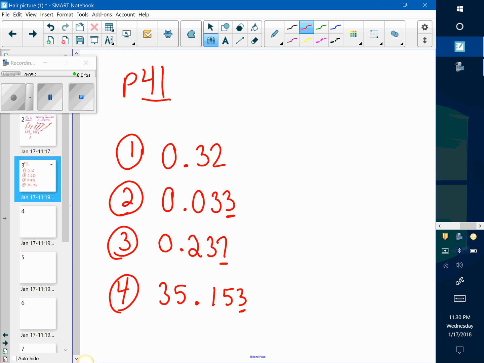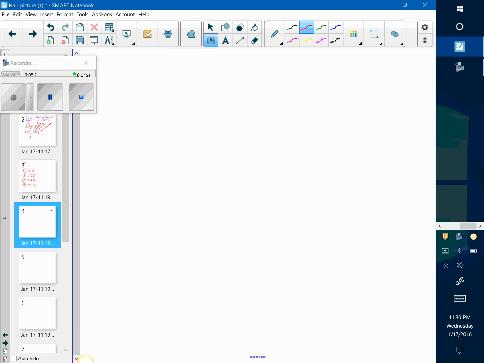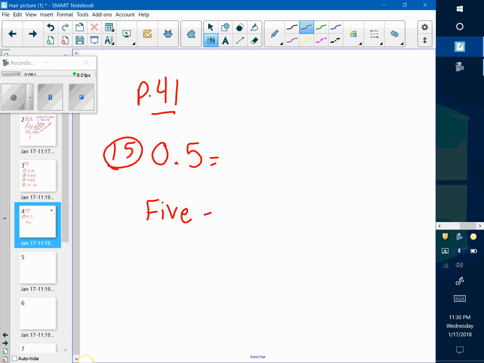Okay, those are enough examples of those. Still on page 41, you go down to numbers 15 through 24, and these may extend on the other side. Nope, they don't. So for 15 through 24, you're writing the decimal numbers in words. Number 15, if you have 0.5, you would just say 5 tenths.